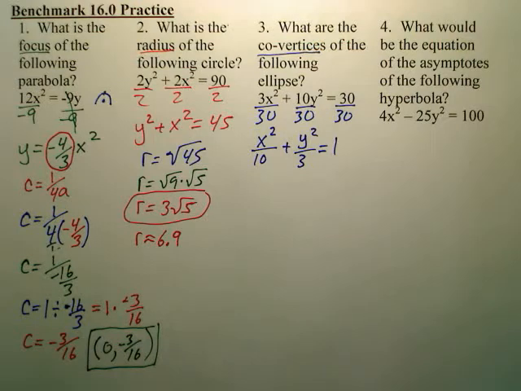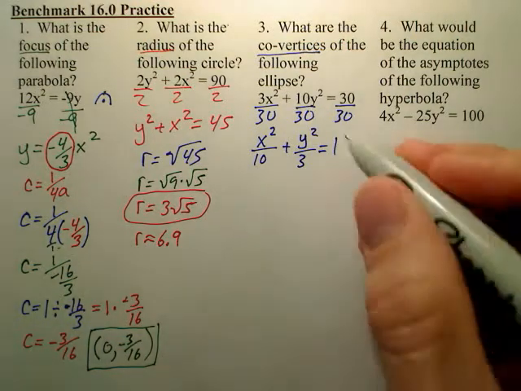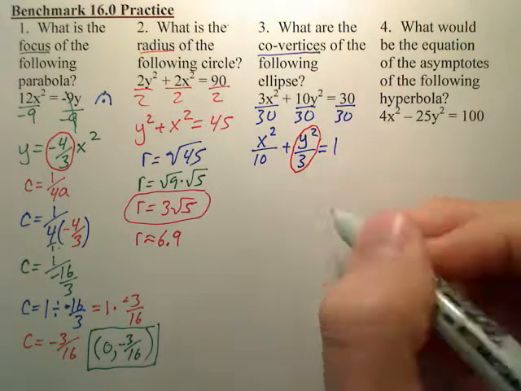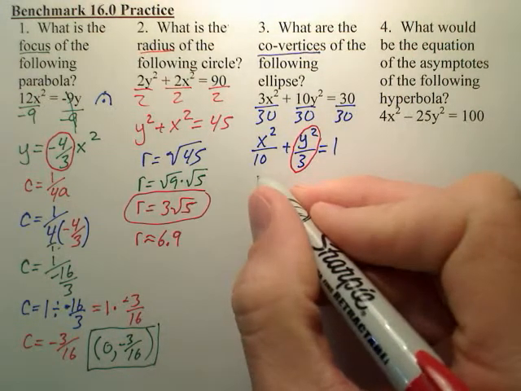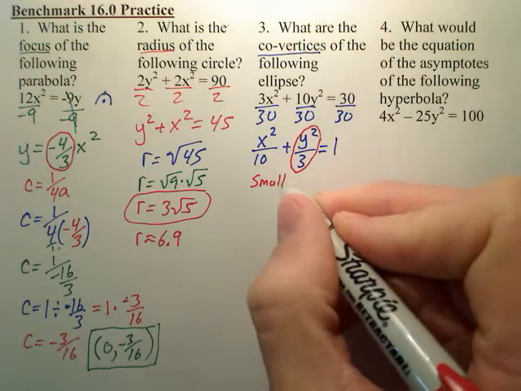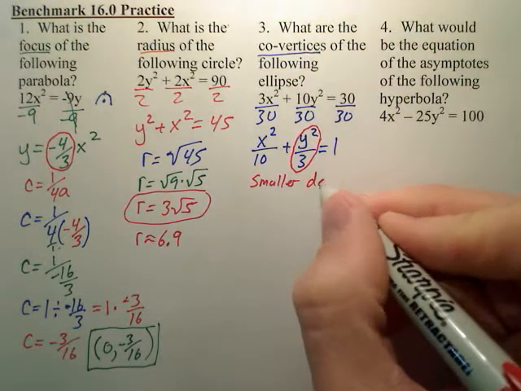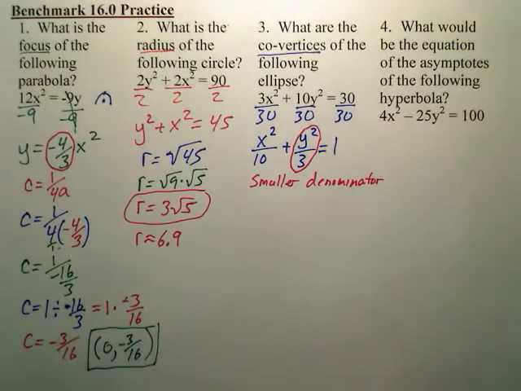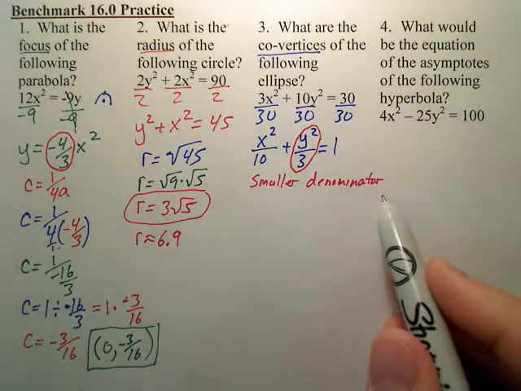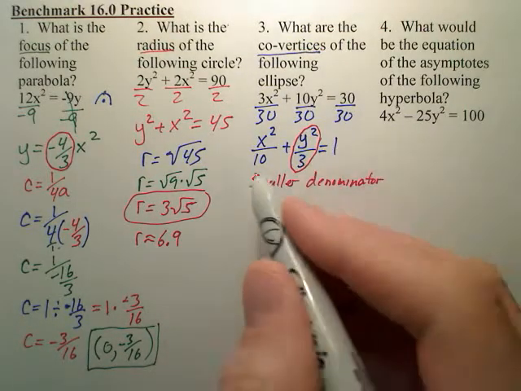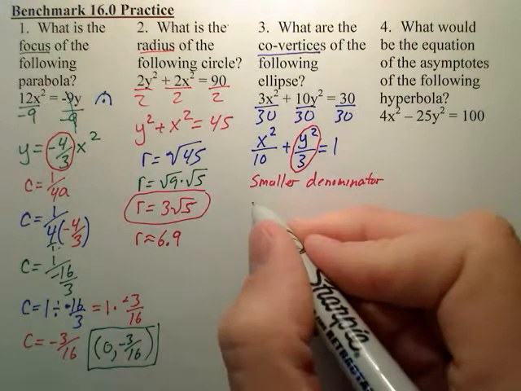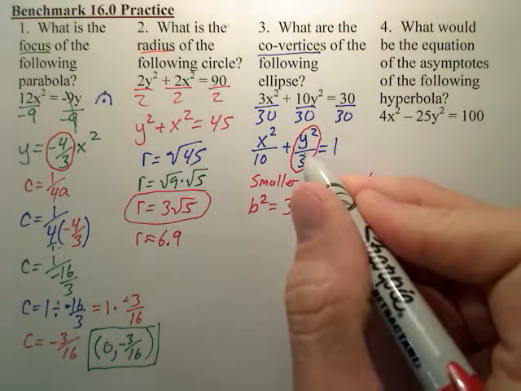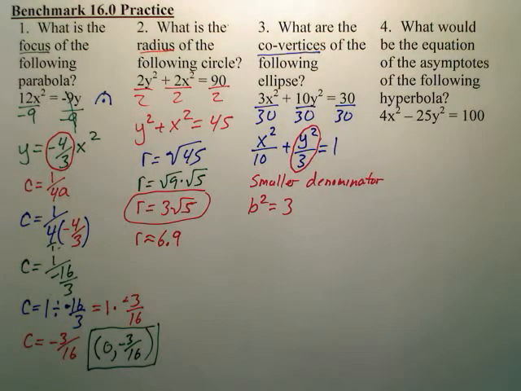Now, from there, if I want my co-vertices, I need to focus in on the one with the smaller denominator. I want the smaller denominator, that's b. The bigger denominator is a. So if I want b, b squared is equal to 3. So the bottom, that's b squared.